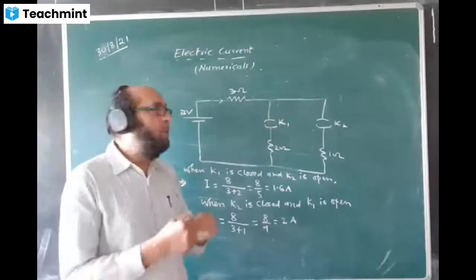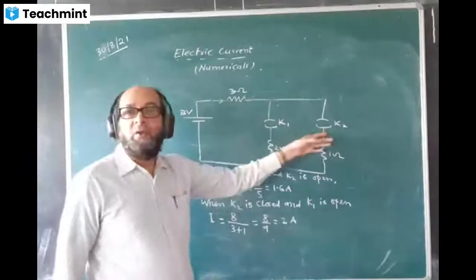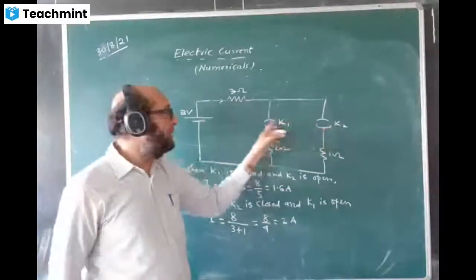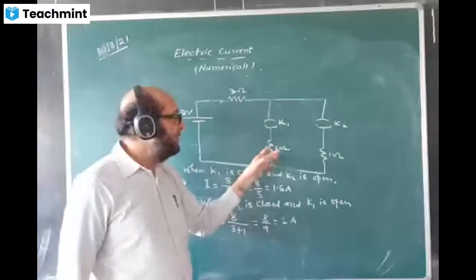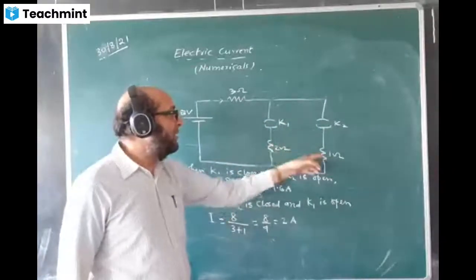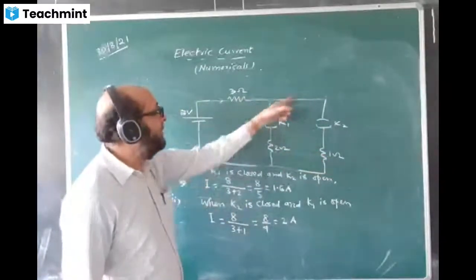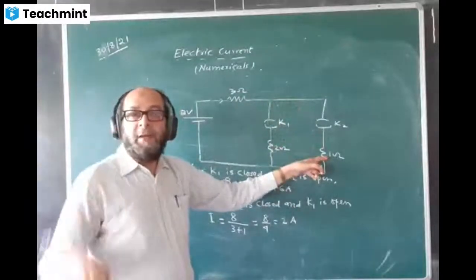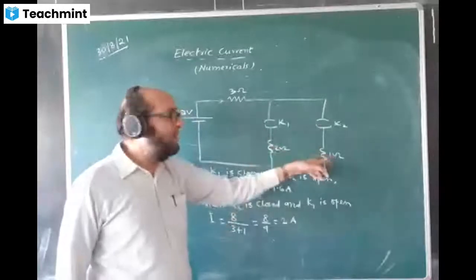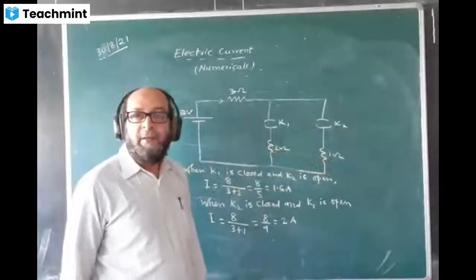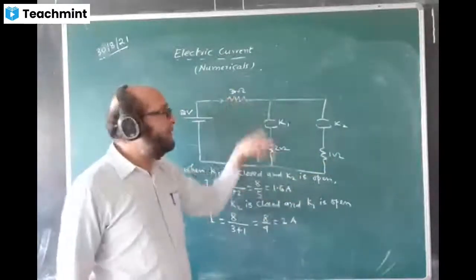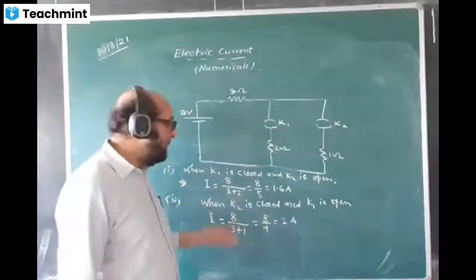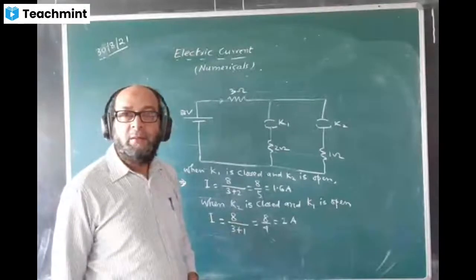Sir, my question is, if both K1 and K2 are closed? Both K1 and K2 are closed, that is current is flowing through both. Then this resistance and this resistance also have to be considered. Here the current is dividing, so these two are parallel. First I will use the parallel formula: 1 by Rp is equal to 1 by 2 plus 1 by 1, and calculate the value of Rp. That Rp and 3 ohm will be in series. I'll add them, and then I write I equal to V by R, that formula.